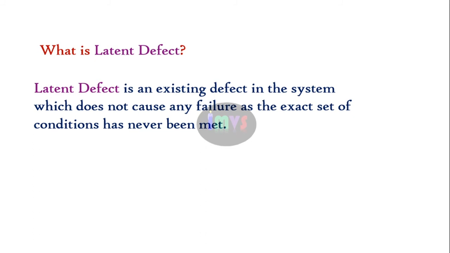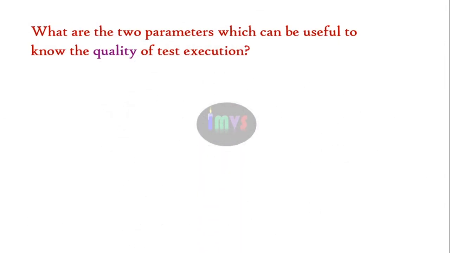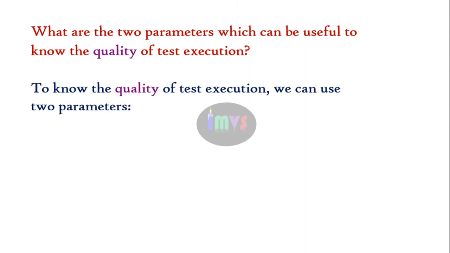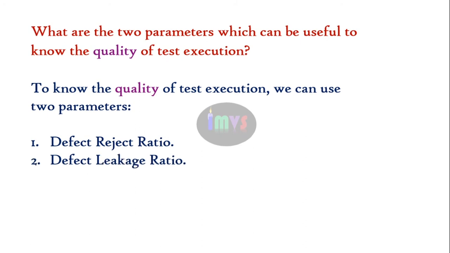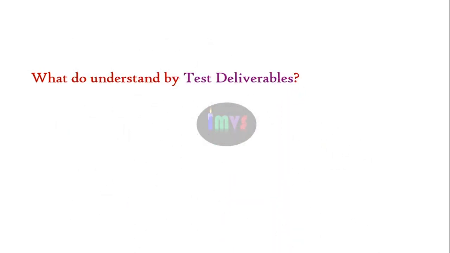What is latent defect? Latent defect is an existing defect in the system which does not cause any failure as the exact set of conditions has never been met. What are the 2 parameters which can be useful to know the quality of test execution? To know the quality of test execution, we can use 2 parameters. 1. Defect reject ratio. 2. Defect leakage ratio.